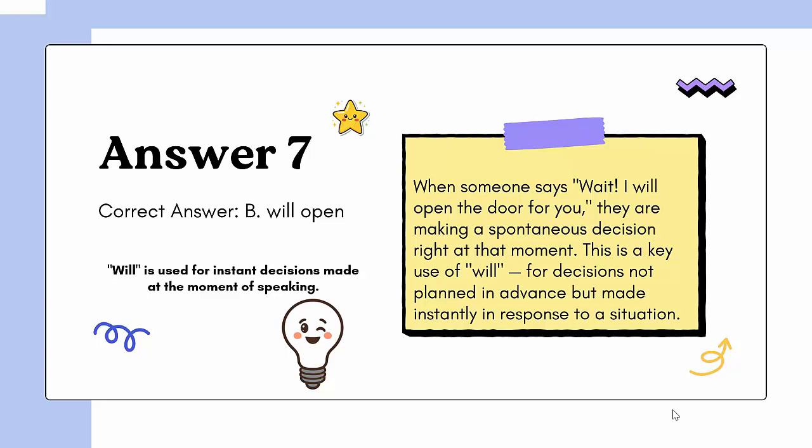The answer is B. Will open. Will is used for instant decisions made at the moment of speaking. Explanation: when someone says, wait, I will open the door for you, they are making a spontaneous decision right at that moment. This is a key use of will, for decisions not planned in advance but made instantly in response to a situation.